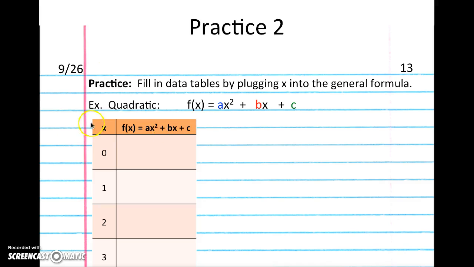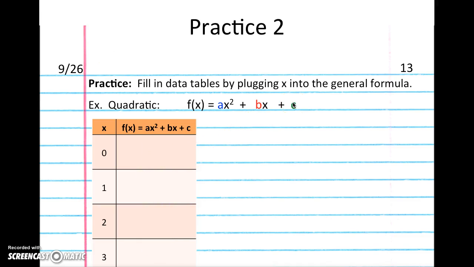What we want to do is fill in the f of x column, and we're going to do that by plugging x into the general formula. So when you do your practice problems, this is what I'm looking for: an x column with these numbers, 0, 1, 2, and 3, and an f of x column, f of x equals, with the general formula. For quadratic, it's going to be ax squared plus bx plus c. Now all I need to do is start filling in this column by plugging x into the general formula.